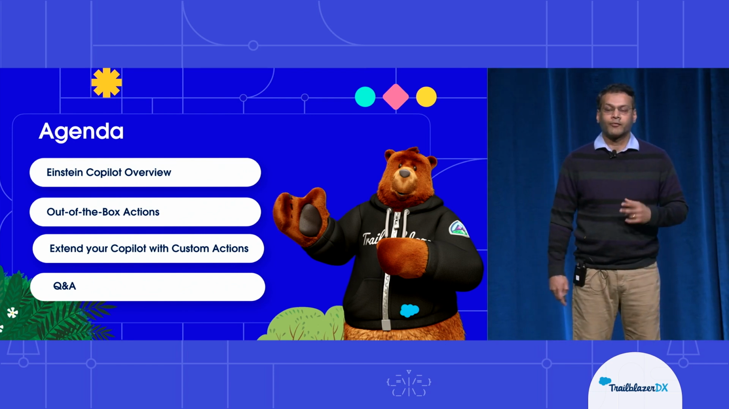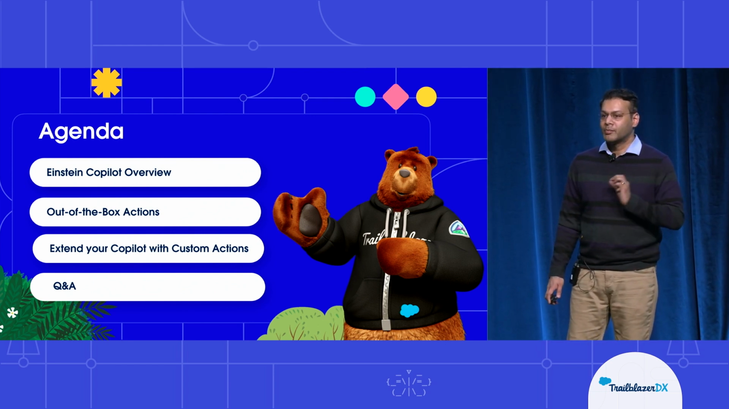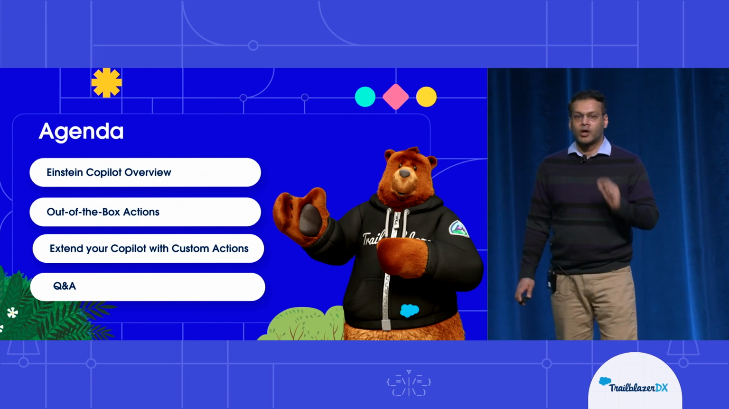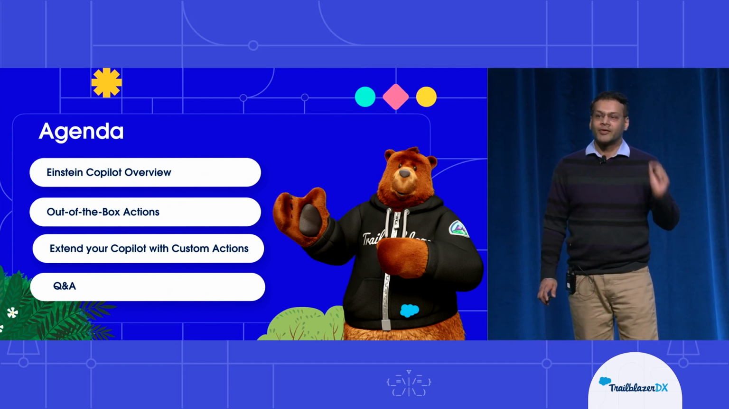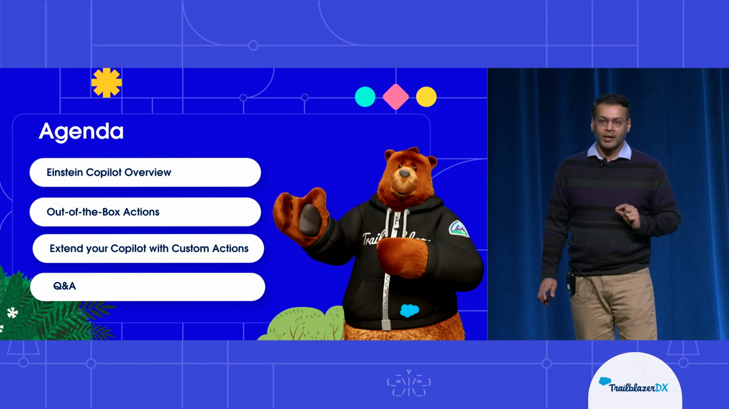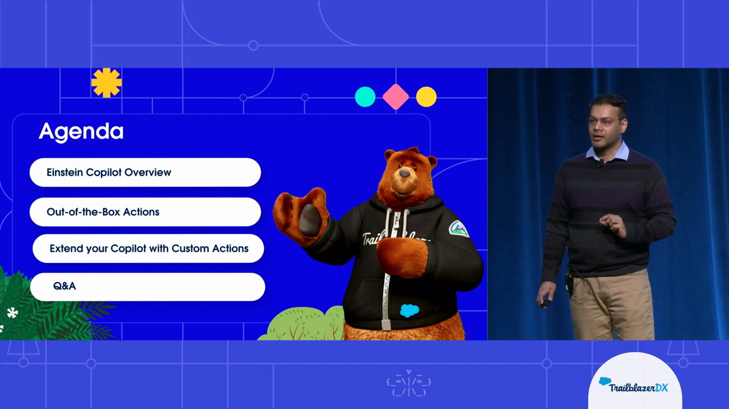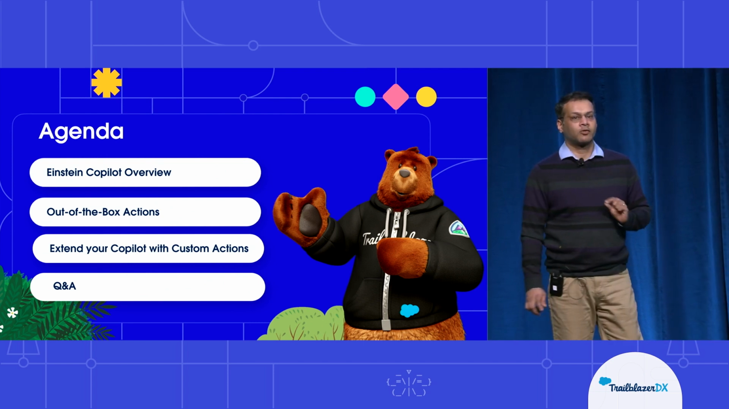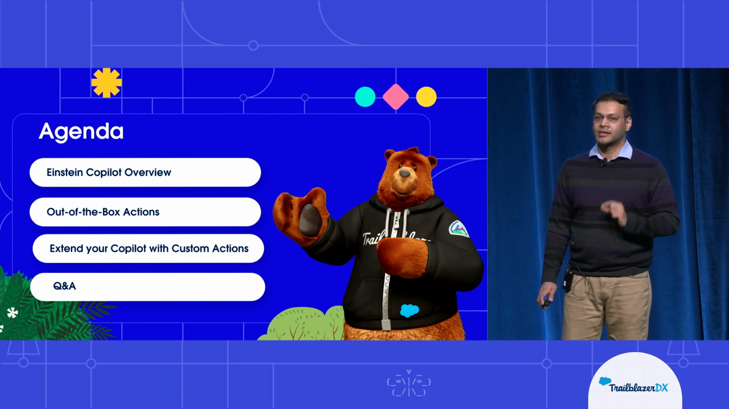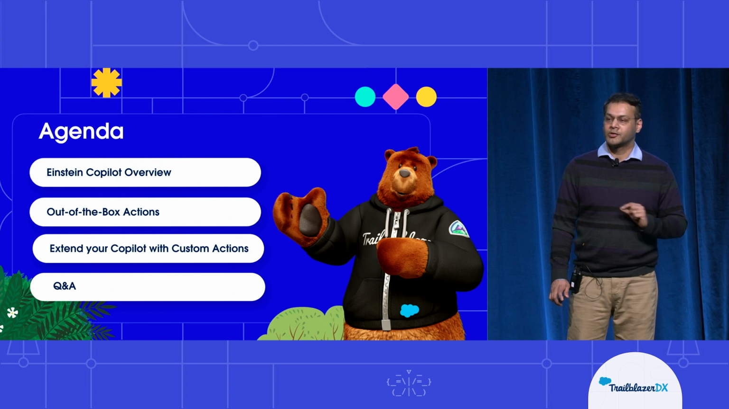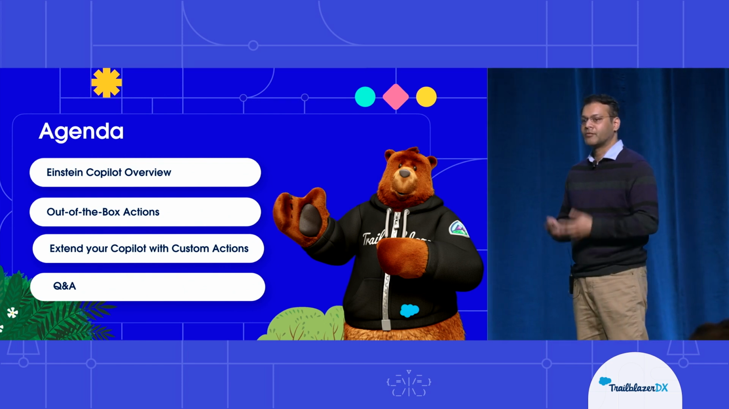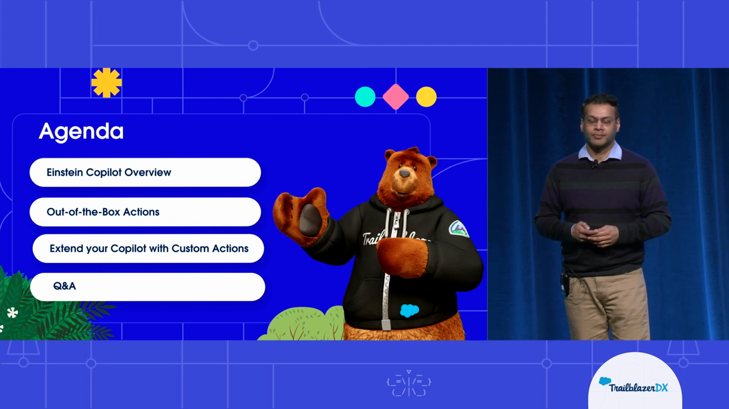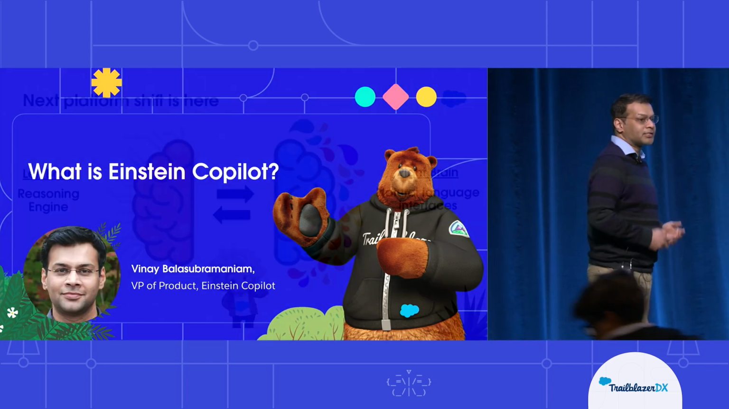So what are we going to cover? First of all, we will talk about why we built Einstein Copilot and how it works. We'll show you the different capabilities of Einstein Copilot that are available in beta. But more interestingly, how you can extend Einstein Copilot through customizing with custom actions, which Avi is going to show. And we will have time in the end for Q&A, so we encourage all your questions and we'll have time to answer them. So let's get started.